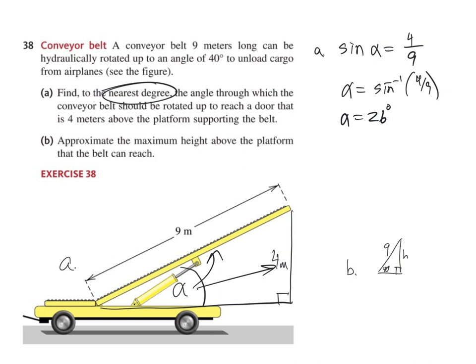Then part B says approximate the maximum height above the platform that the belt can reach. Well, it says it can only go up to 40 degrees. And the conveyor belt is only 9 meters, it doesn't change. So that's your hypotenuse. It wants to know how high it can reach. So what do we have here? Opposite and hypotenuse. So there you're going to do the sine of 40 equals the opposite leg over the hypotenuse. Multiply by 9 and you get your answer. 9 times the sine of 40 degrees gives you 5.79 meters, which is actually pretty big. Times 3, that'd be almost 17 feet, pretty high.